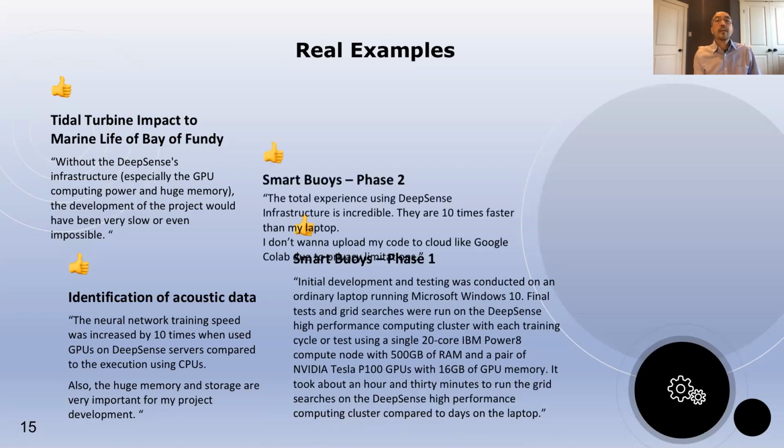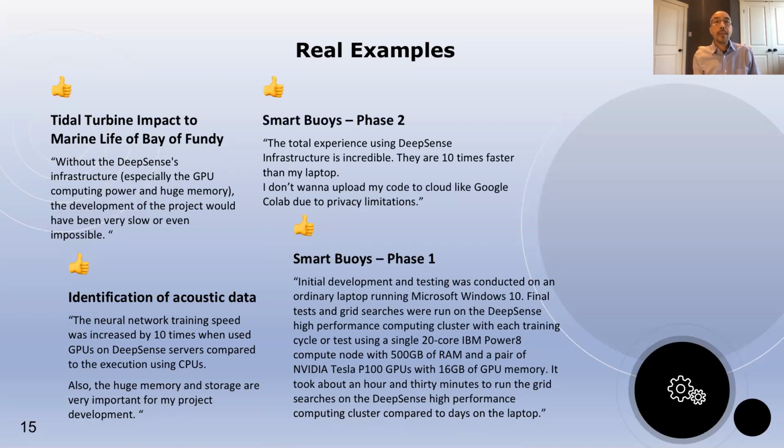On phase two, a different person working on phase two said, the total experience using DeepSense infrastructure is incredible. It is 10 times faster than my laptop. I don't want to upload my code to the cloud, like Google Colab, due to privacy limitations. You see, even though Colab is convenient for people, different people have different concerns about their data. This user just doesn't want to upload the data to Google Colab for privacy reasons.